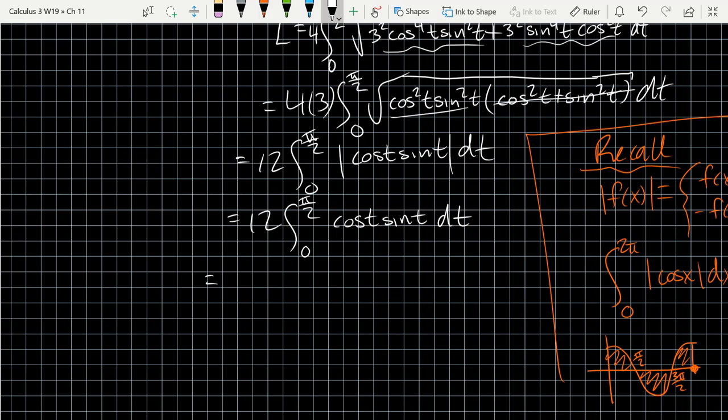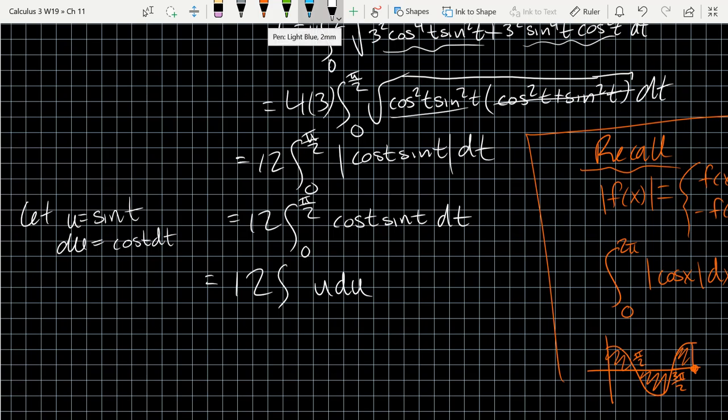How do we integrate cos times sine? U sub. When in doubt, go for u sub first. If you can't just think of the antiderivative off the top of your head, think about a u sub. I'm going to let u equal sine, so then my du is positive. But it doesn't matter which way you go. It will just be one less negative sine. Let u equal sine t, du equals cos t dt. So this is integral u du.